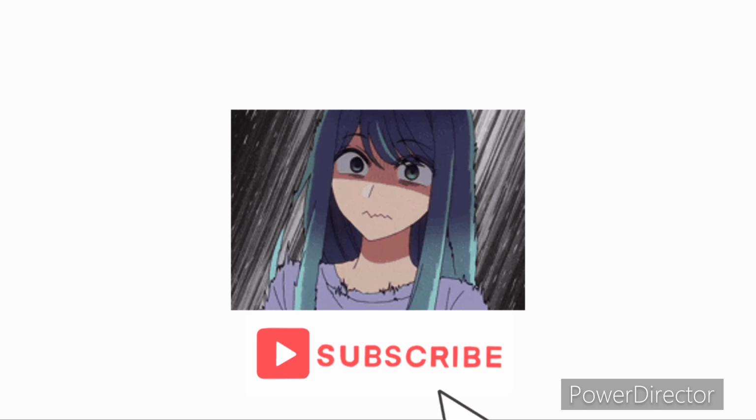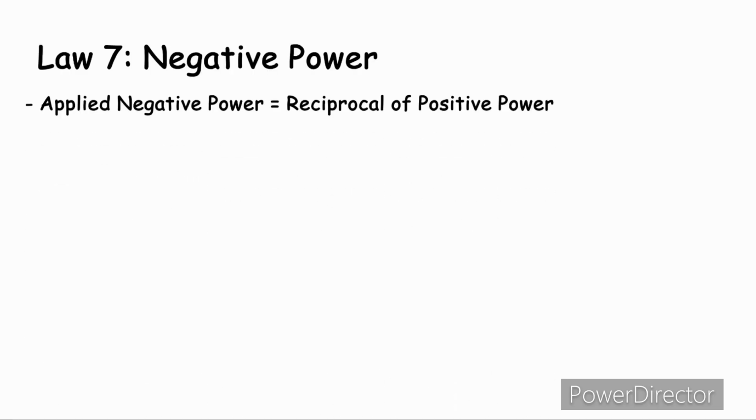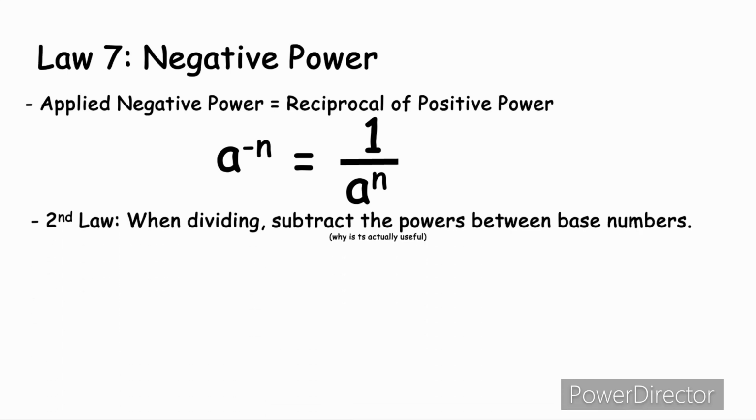The last 2 laws require a bit more brain cells. Seventh law, when you apply a negative power to a base number, it becomes the reciprocal of the base raised to the positive power. In other words, a to the power of minus n equals 1 over a to the power of n. Again, take the second law as a reference. A to the power of 2 divided by a to the power of 3 equals a to the power of minus 1, as 2 minus 3 equals minus 1.